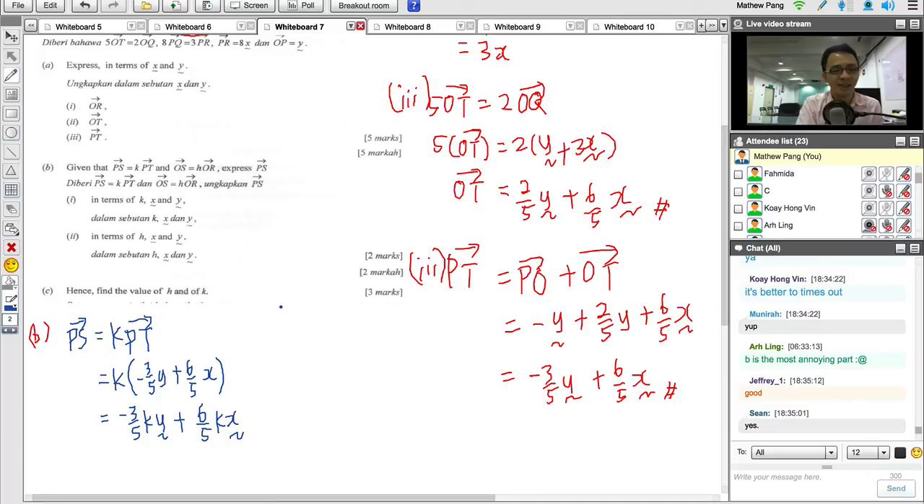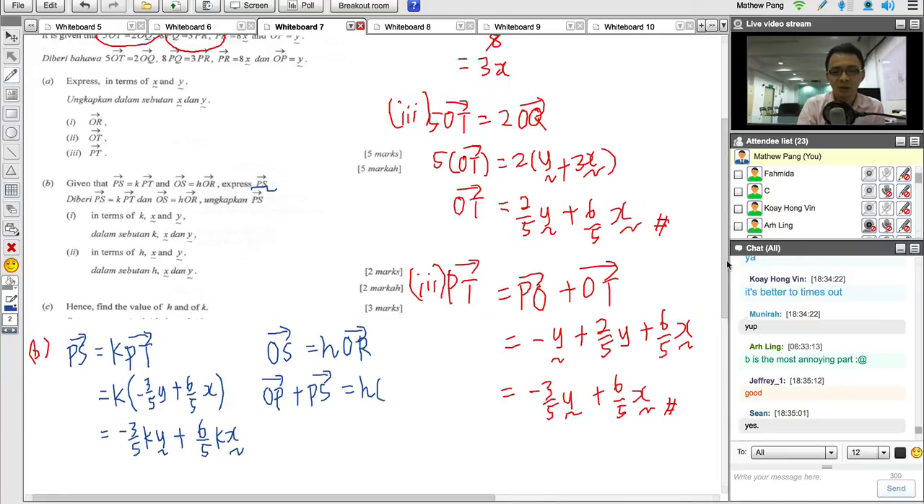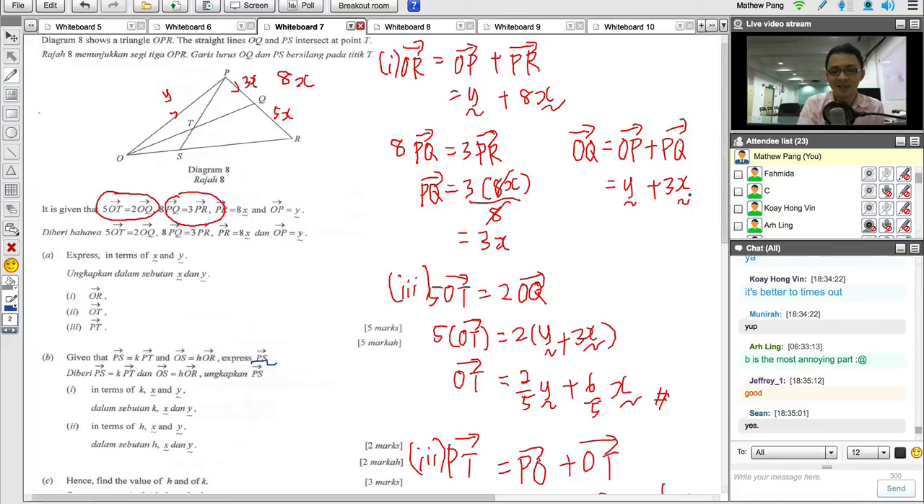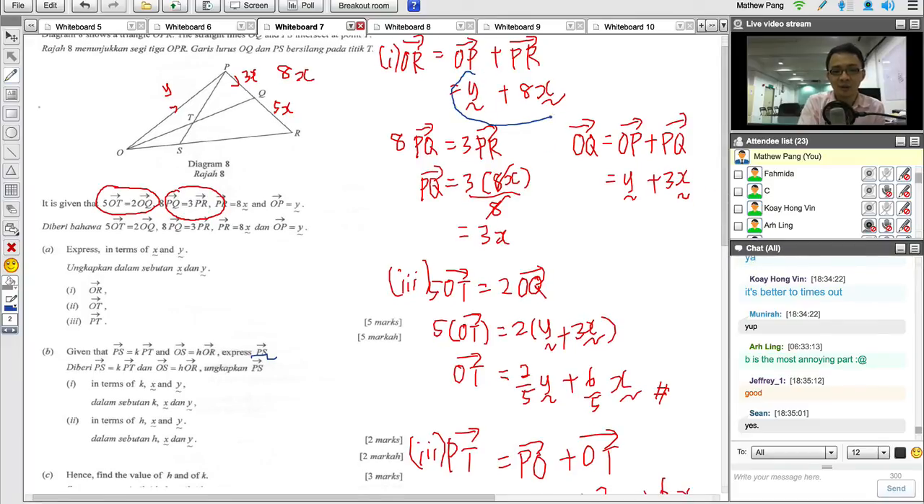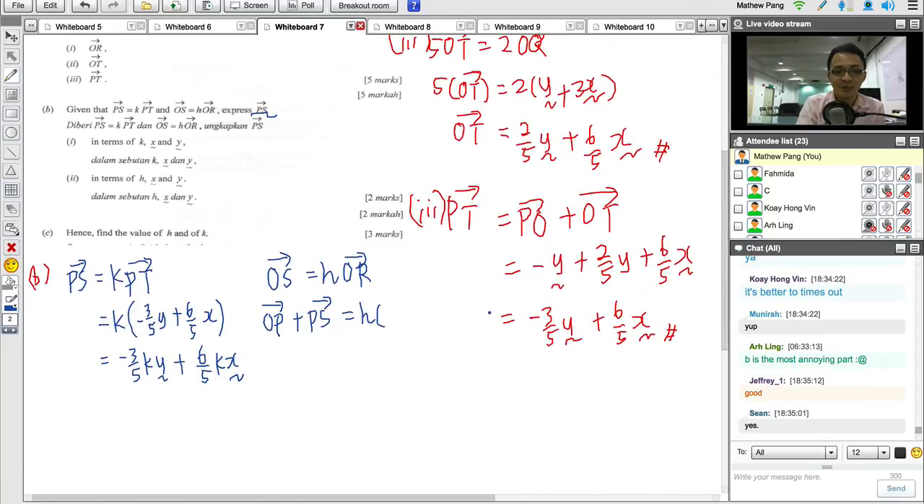A lot of students think this question is so difficult. You imagine, it's a 1 mark question. It's very direct. For the second one, he says OS will equal HOR. Because he said express PS, it means we cannot leave it as OS. So I'm going to call OS as OP plus PS, equal to HOR. I believe we have the OR. Do we have OR? Yes, OR is Y plus 8x. It's over here, just in case you can't see. Y plus 8x.